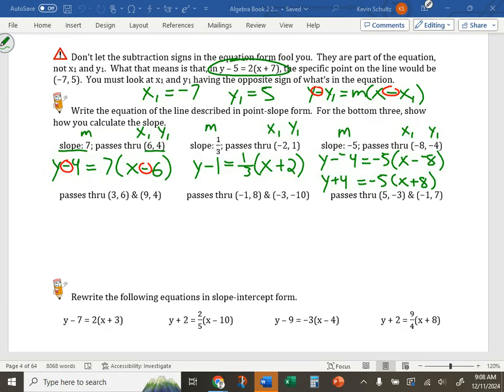Okay. So the next three, I don't give you the slope. How do you calculate the slope? y2 minus y1 over x2 minus x1. Go ahead and use your slope formula. Calculate the slope that passes through those 2 points.